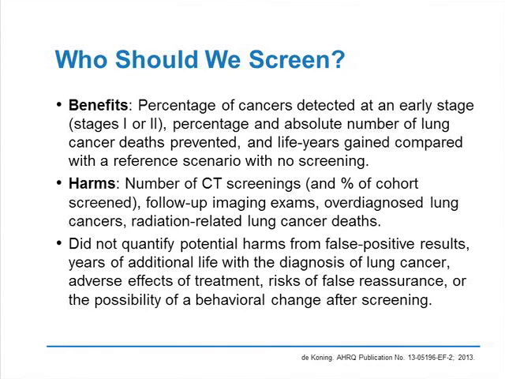And they defined benefit as the percentage of cancers that would be detected at an early stage, percent and absolute number of lung cancer deaths prevented, and life years gained compared with no screening. The harms were defined as the number of CT scans and the percent of the entire group that got screened, follow-up imaging exams and overdiagnosed lung cancers, as well as radiation-related lung cancer deaths. What they did not quantify in the model included the potential harms from false positive results, years of life with carrying the diagnosis of lung cancer, adverse effects of any treatment, false reassurance, or behavioral changes related to screening.